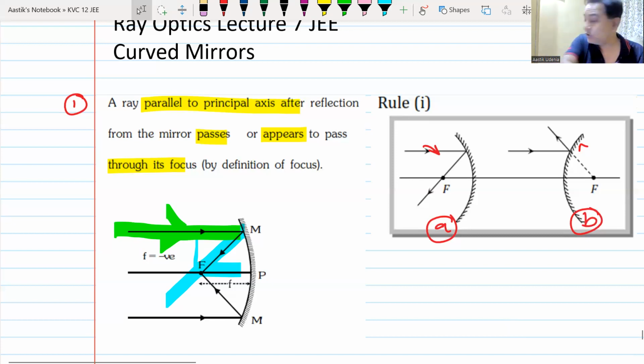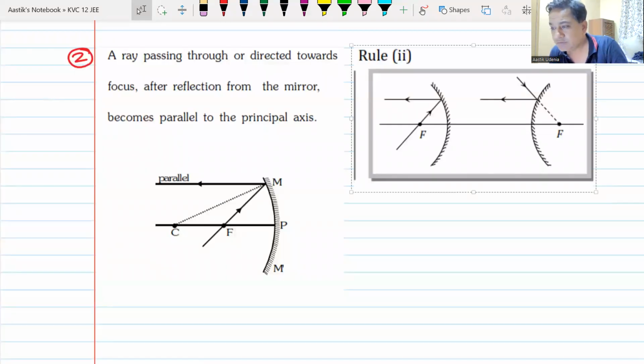Okay. Now, once you know rule number one, you should be able to tell me, dear friends, what would be rule number two? Who is going to tell me what is rule number two? Passing through focus will be parallel to the principal axis after reflection. Well done. That is absolutely correct. So basically, it means that rule number two is going to be the reverse of rule number one. You reverse the ray, you just change the direction.